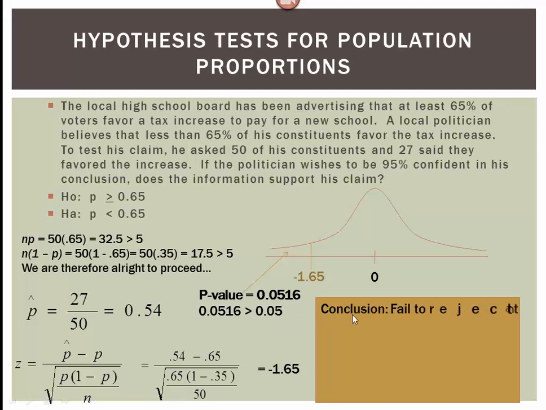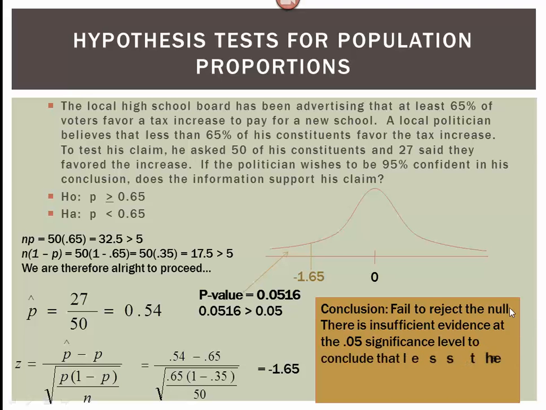But because it is greater, our conclusion is to fail to reject the null hypothesis. There is insufficient evidence at the 5% significance level to conclude that less than 65% of his constituents favor the increase. We aren't saying that it's wrong. We're just saying there is not enough evidence to reject it. And that's an important distinction to make.